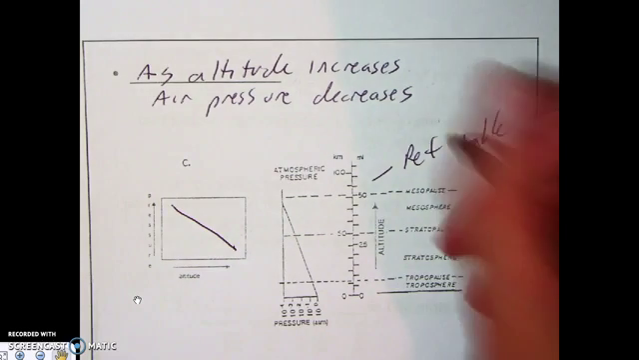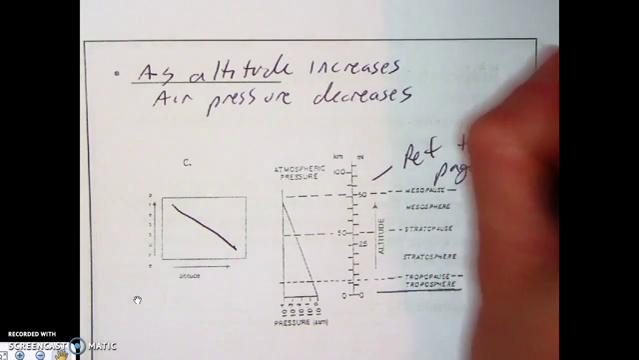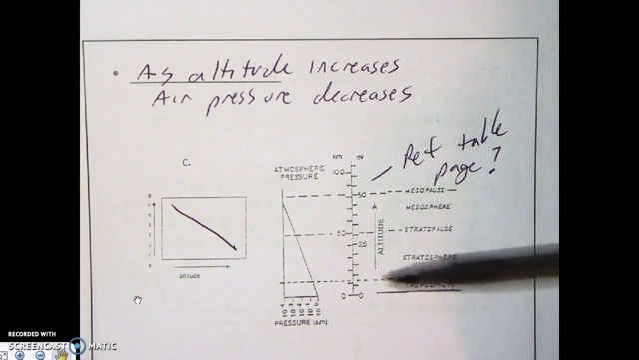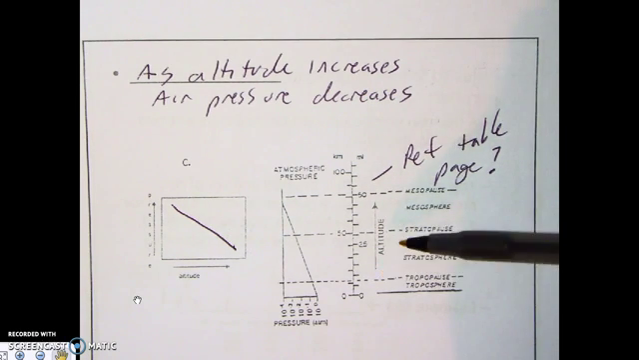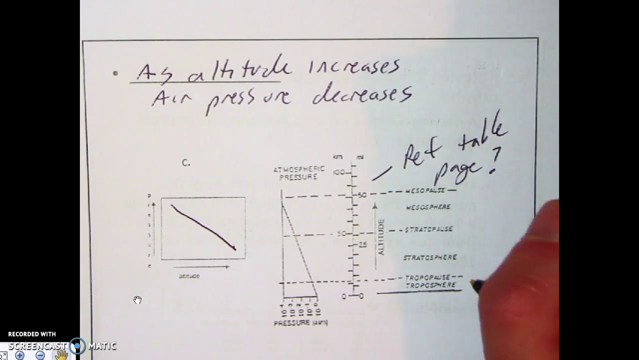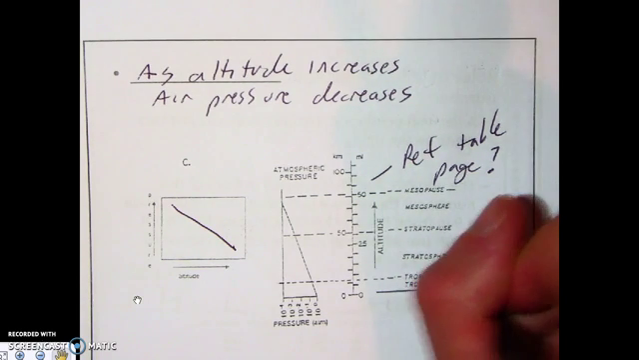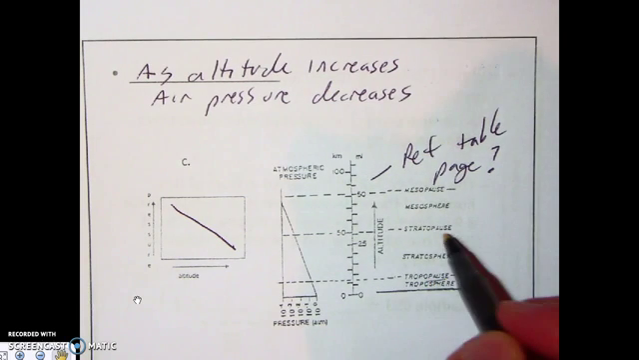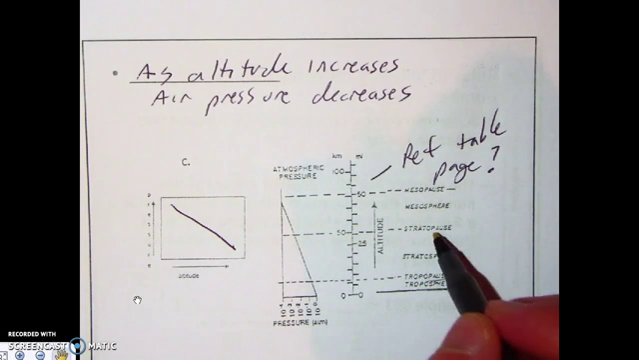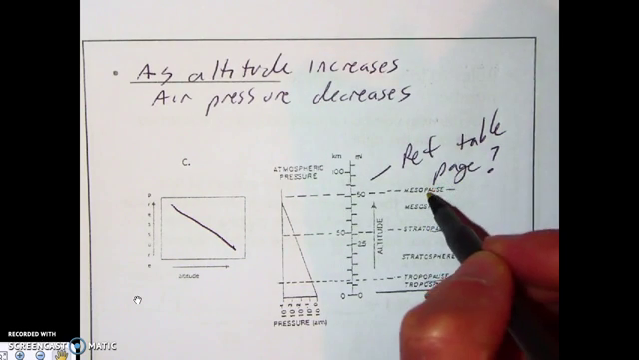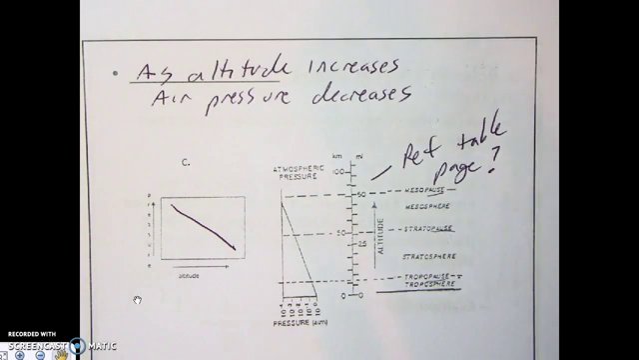I don't remember what page it is off the top of my head, so you should get your reference table out and take a look at this. It's showing the different layers in the atmosphere: troposphere, stratosphere, mesosphere. One thing I think I forgot to mention that day we talked about this is the boundary between the troposphere and stratosphere would be called the tropopause. And then in between the stratosphere and mesosphere would be the stratopause. And then between mesosphere and thermosphere, the mesopause. It's just the boundary between them.